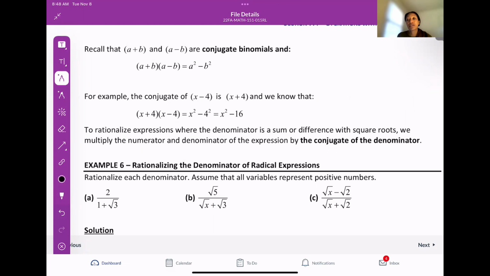Remember, the conjugate of a binomial, we have it written here. If we have A plus B, the conjugate is A minus B. We want to change the sign between the two terms. A plus B and A minus B are conjugates, and when we multiply conjugates, we end up with A squared minus B squared, the difference of squares. We're going to use this fact to help us rationalize expressions that have binomials, including radicals in a denominator. The technique is to multiply by the conjugate of the denominator.